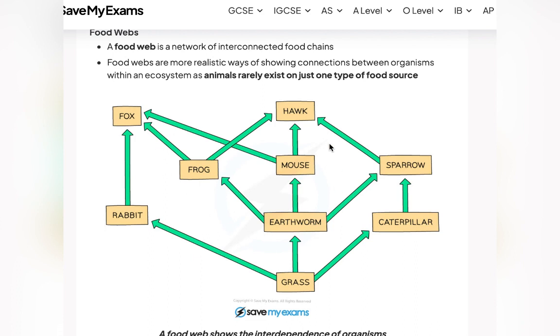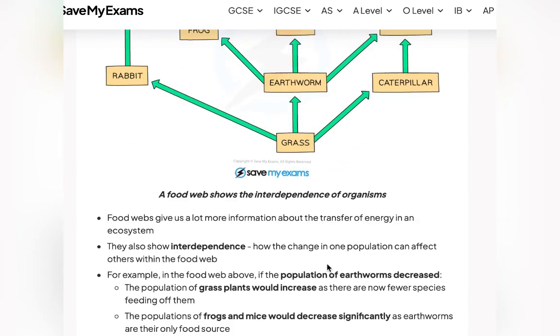So every one of the organisms in the ecosystem is very important, because it's a source of food for another organism in the ecosystem. Okay, so let's move on quickly.